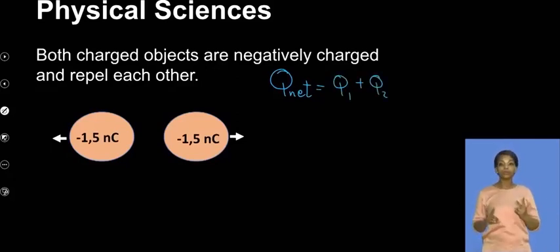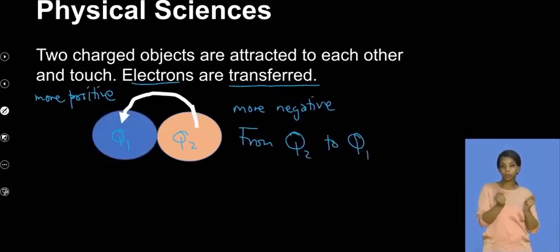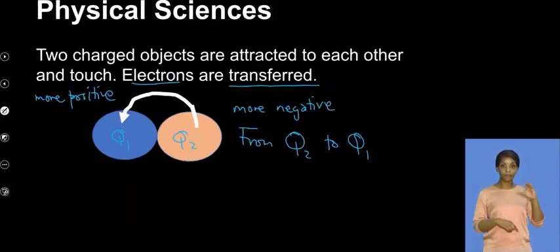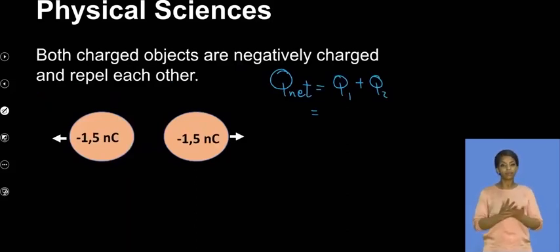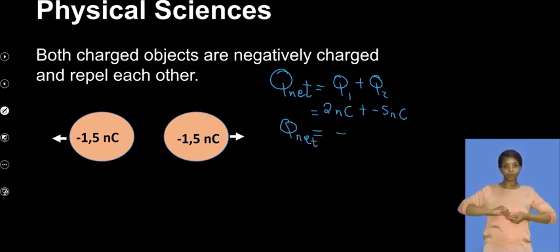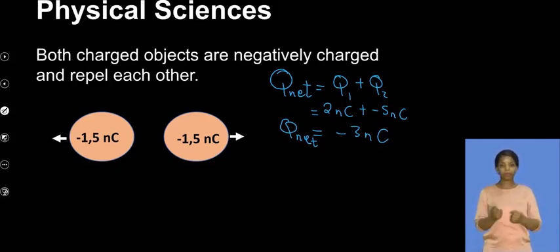Q1 plus Q2, that's our net charge, meaning that, if we can go back quickly just to verify, Q1 is positive 2 nanocoulombs, and the other one is negative 5 nanocoulombs, right? So the net charge is 2 nanocoulombs, which is positive, plus negative 5 nanocoulombs. So the net charge in this system therefore becomes negative 3 nanocoulombs, right?